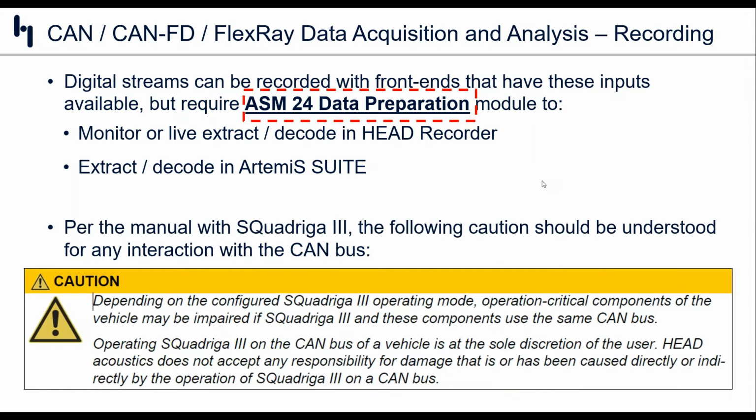So note of caution though, per the manual with Squadriga 3 and with any head acoustics device that does connect to CAN, the following cautions should be understood for any interaction with the CAN bus. Depending on the configured Squadriga 3 operating mode, operation critical components of the vehicle may be impaired if Squadriga 3 or other head acoustics front-end devices, and these components use the same CAN bus. So operating the Squadriga 3, again, or other head acoustics front-end devices on the CAN bus of a vehicle is at the sole discretion of the user.